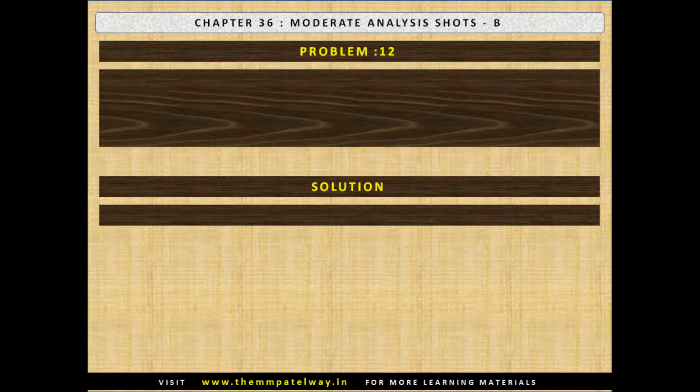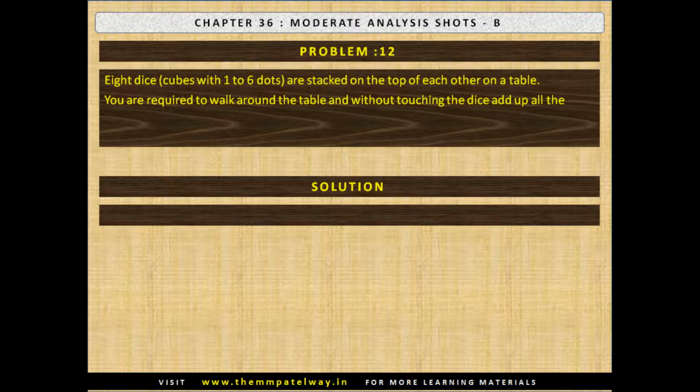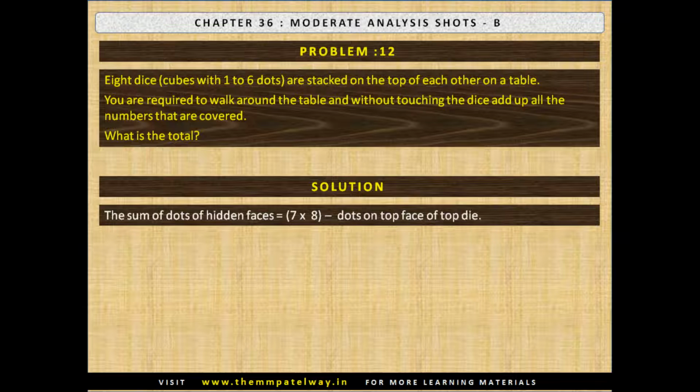Problem number 12. 8 dice, cubes with 1 to 6 dots, are stacked on the top of each other on a table. You are required to walk around the table and without touching the dice, add up all the numbers that are covered. What is the total? Now stop the video and solve the problem. The solution follows. The sum of dots of hidden faces will be equal to 7 into 8 minus dots on the top face of the top die.